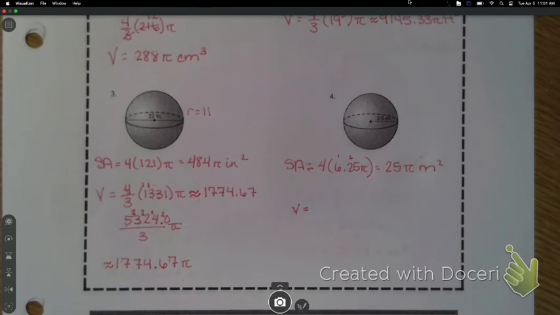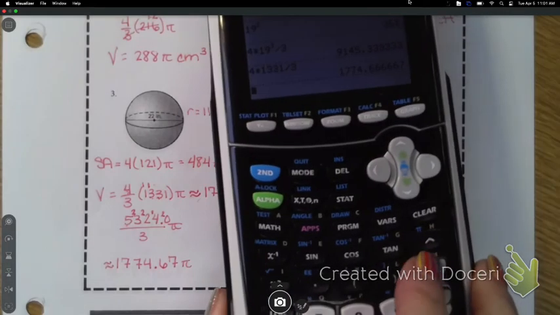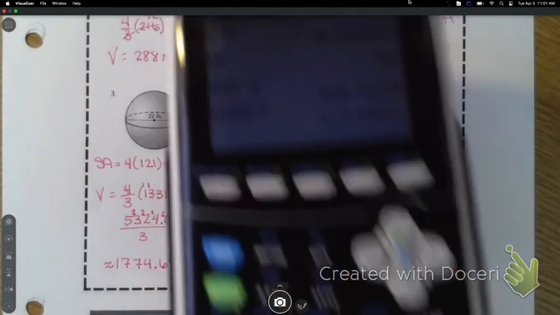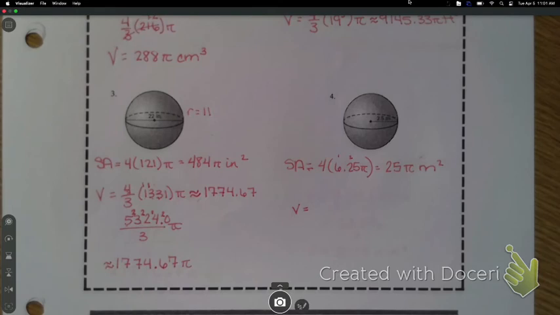There's a caret button. It looks like a caret button right here. It looks like a carrot. It's called a caret. It should be on there.